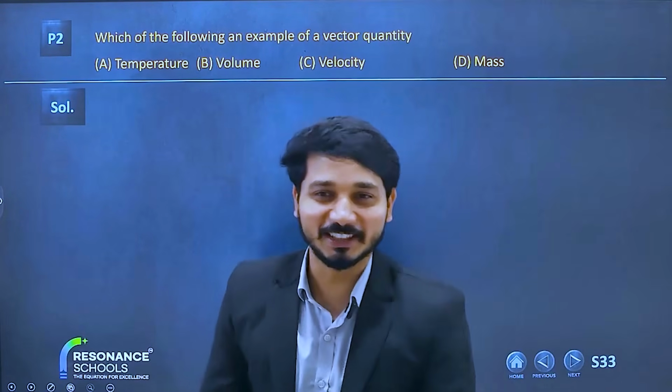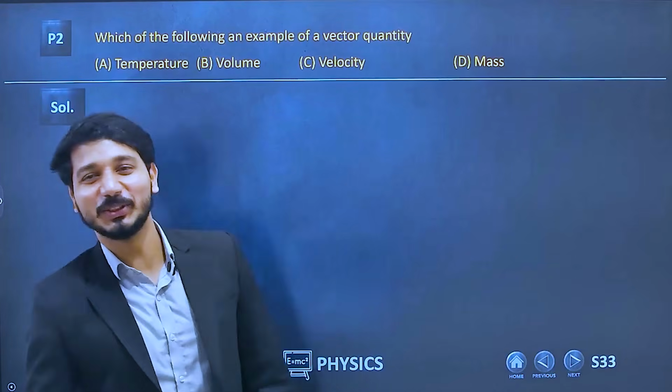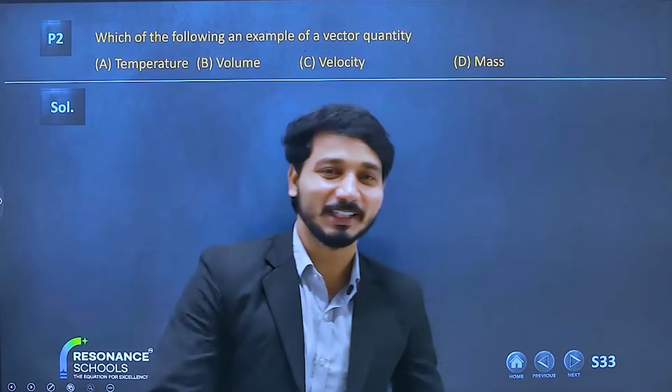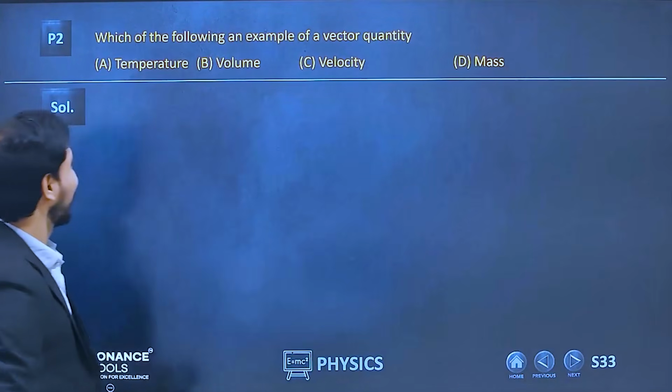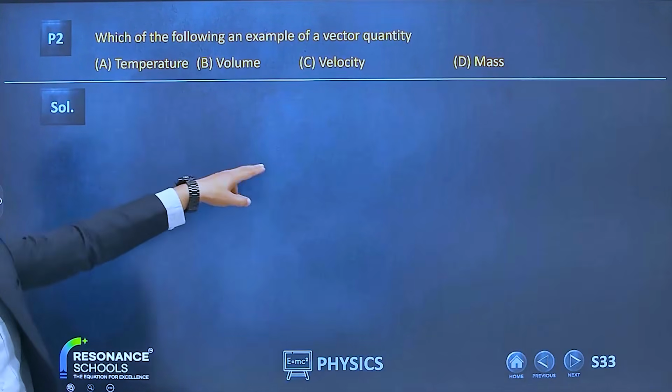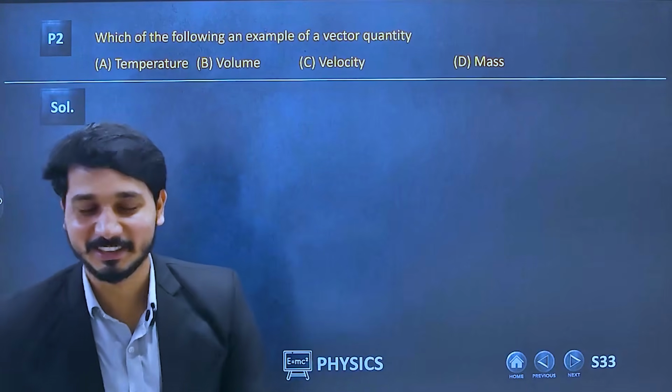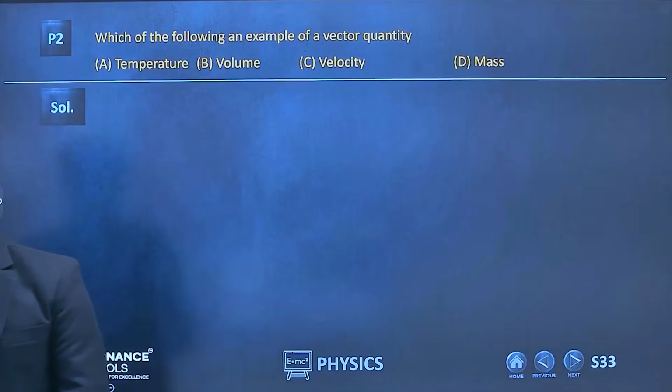Those who did not understand vector quantity, how can they answer this question? I'll explain here also, don't worry. Option A is temperature, option B is volume, option C is velocity, and option D is mass. So comment. Maximum of you are saying mass.